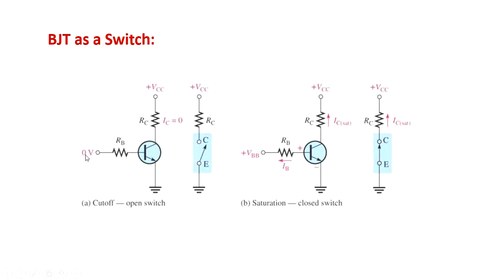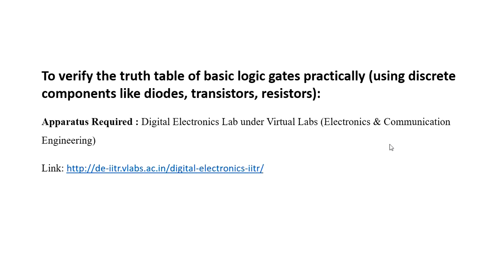So when you are supplying 0 volt to the base, it is an open switch. Now when you are supplying some voltage at the base and applying some voltage at the collector also through a resistor, then it is acting as a closed switch. So now you must be aware of both the things, diode and BJT working as a switch.